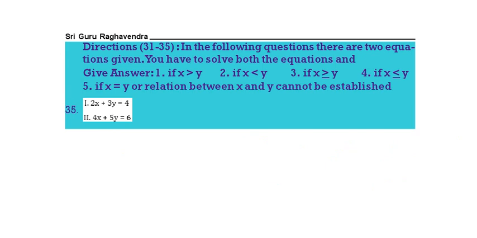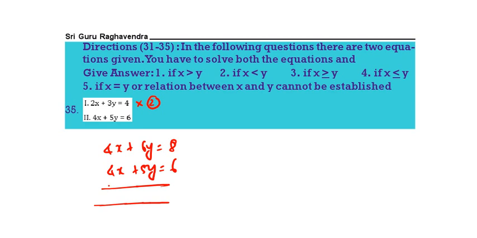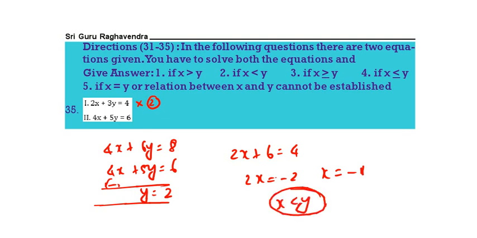2x plus 3y is equal to 4, 4x plus 5y is equal to 6. The first equation we will multiply with 2, therefore it becomes 4x plus 6y is equal to 8. The second equation, 4x plus 5y is equal to 6. If you subtract, y is equal to 2. Then substitute y is equal to 2 in any one of the equations: 2x plus 6 is equal to 4, 2x is equal to minus 2, x value is minus 1, therefore x is less than y. The answer is x is less than y.